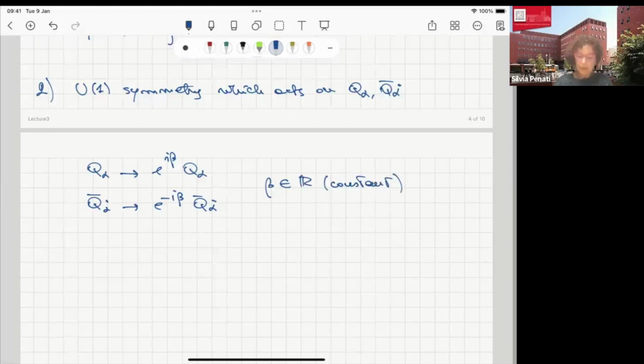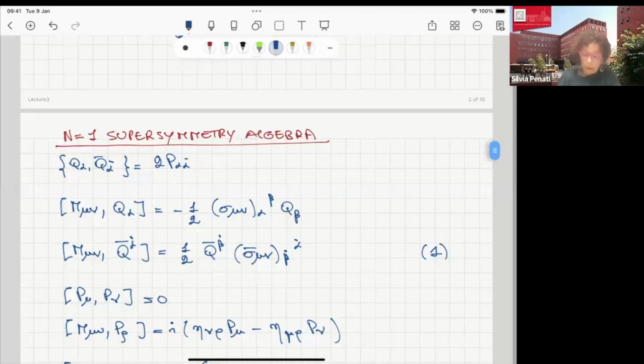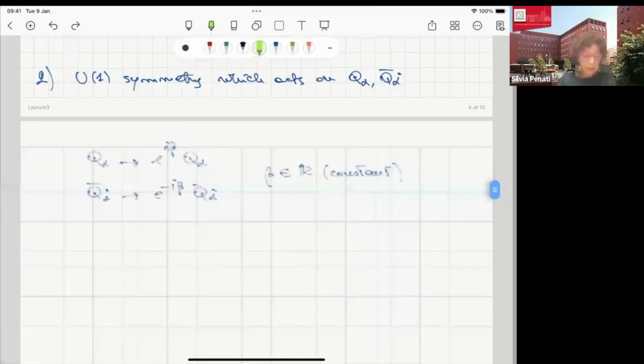Okay, this is easy to see because the only commutation relations which contain Q and Q bar are these ones, and you see that Q bar on the left-hand side here will produce a phase which cancels, whereas on the right-hand side we do not have any phase, and the same here, we have a phase emerging on the left-hand side, but the same phase arises on the right-hand side. Okay, so this is trivially invariant under this U(1) set of transformations.